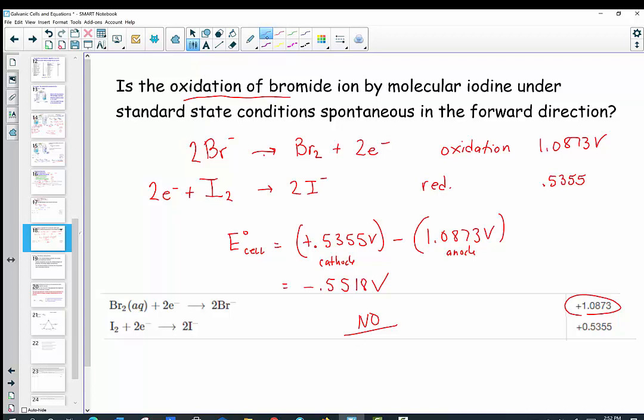Quickly, if you were asked to write that spontaneous reaction, you would need to convert what's being oxidized and reduced. So to make it spontaneous, there's the spontaneous reaction. Instead of having bromine oxidized, bromine is being reduced. And now I would end up with the same equation. Switching what's positive and what's negative would have the same value, but now a positive voltage at the end. And so this would be the spontaneous direction, but as we were asked in this original question, it is not spontaneous. The oxidation of bromide by molecular iodine is not a spontaneous reaction.